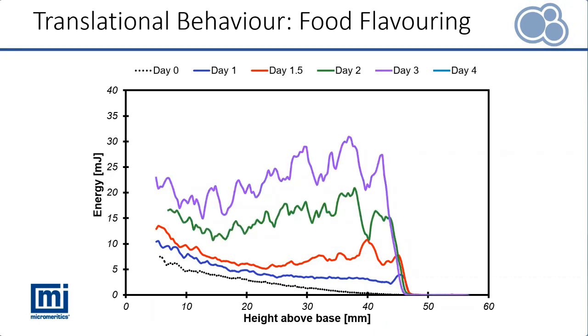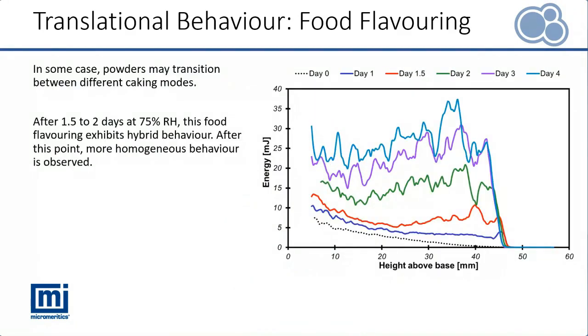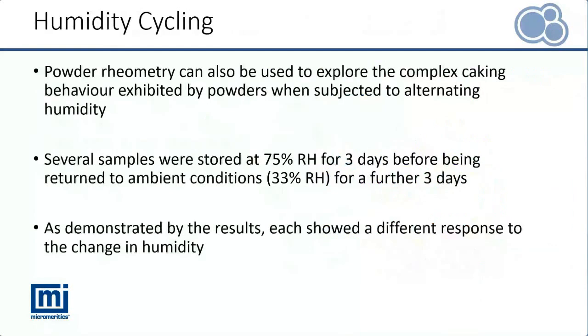But once we move on to days 2, 3 and 4, there's no crust formation at all. That crust has effectively disappeared, and we now have more homogeneous behaviour. So we've gone away from that hybrid behaviour more towards homogeneous behaviour where the whole sample is caked. So that's where we're transitioning between these different caking modes. So as I said, between 1.5 to 2 days, we have hybrid behaviour, and after that point, we move on to a more homogeneous behaviour.